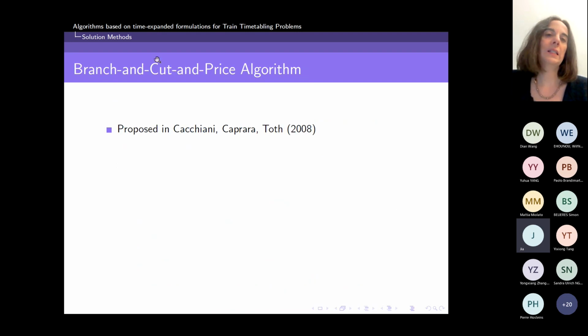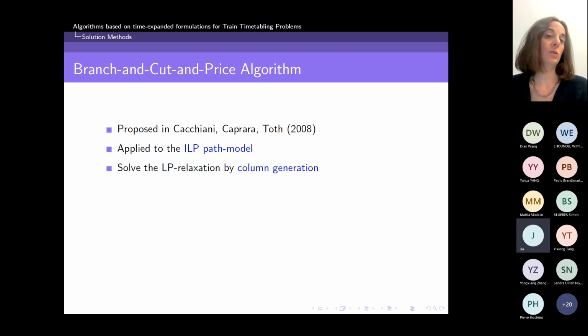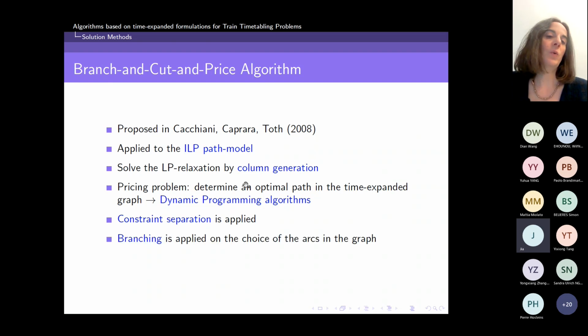A second method is instead an exact method, a branch and cut and price algorithm, which was proposed in this work, and is applied to the ILP path model, so the second model. In this case, we first solve the continuous relaxation of this model by column generation. And also we use dynamic programming here to derive the optimal paths in this time expanded graph. And also here we apply constraint separation for the same reason. So we have also here a large number of constraints. And then we apply branching to find an optimal solution. And the branching is on the choice of the arcs in the graph.